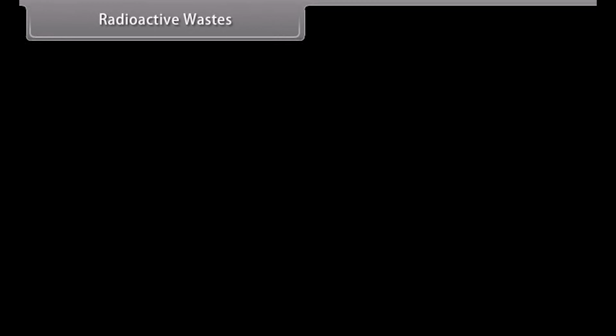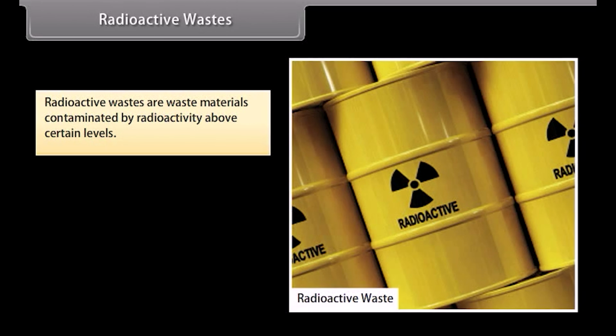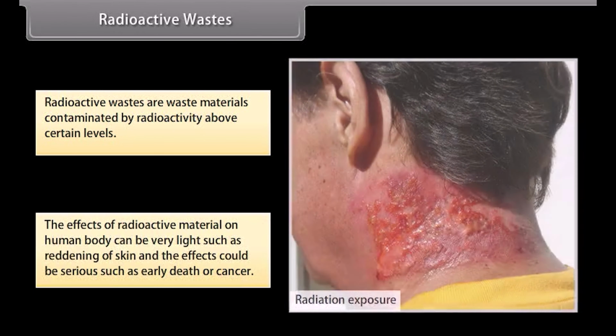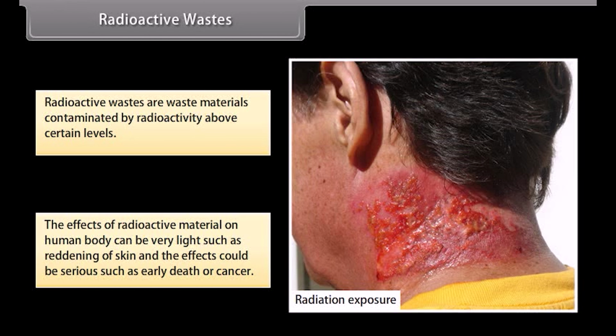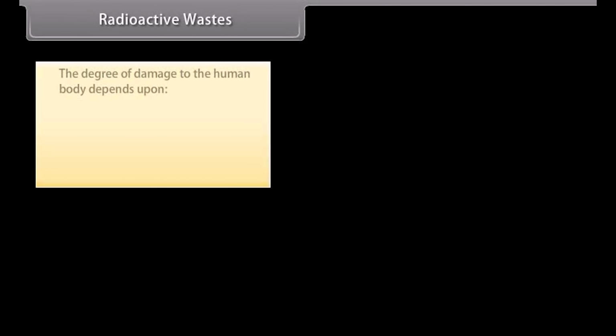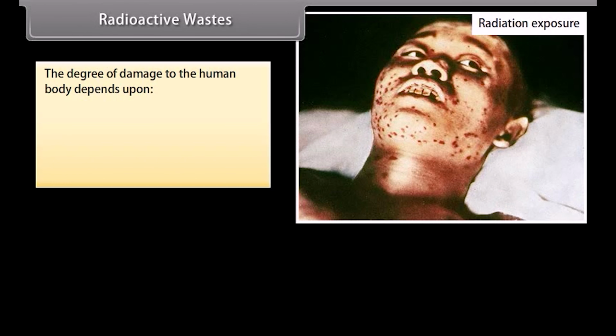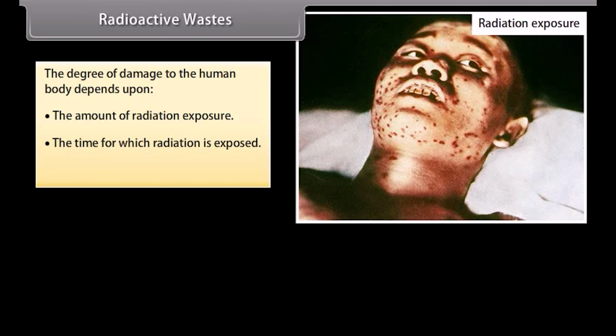Radioactive wastes. Radioactive wastes are waste materials contaminated by radioactivity above certain levels. The effects of radioactive material on human body can be very light, such as reddening of skin, and the effects could be serious, such as early death or cancer. The degree of damage to the human body depends upon the amount of radiation exposure, the time for which radiation is exposed, the type of radiation.